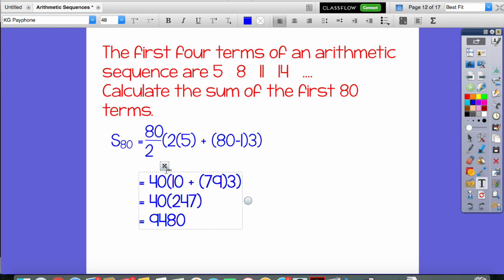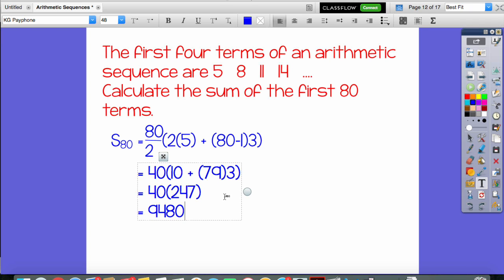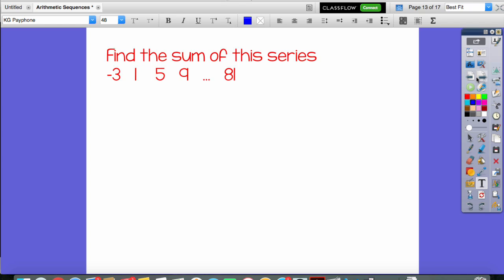And honestly, guys, this is a lot easier than trying to sit there and actually figure out what are all 80 terms and then just add them all together. So, use the formula. That's it. Let's look at the next one.